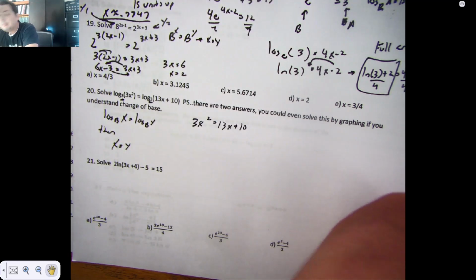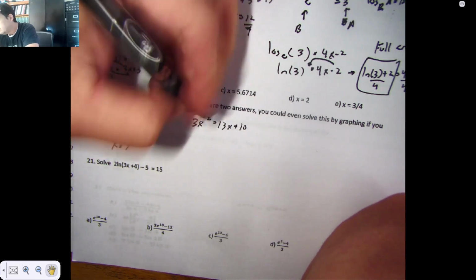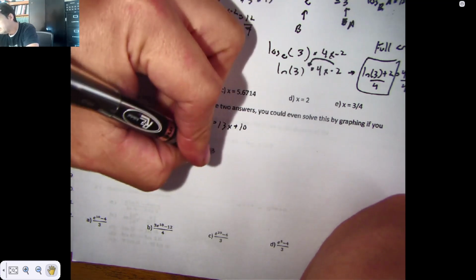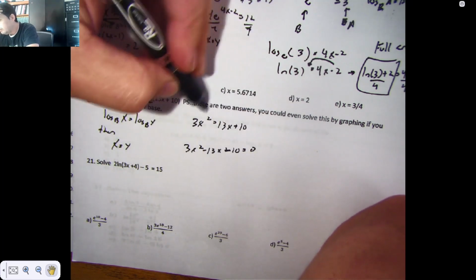Now, I'm going to do this by hand, and then I'm going to go back and do this two ways on the TI-84. So I'm going to shift these things left. 3x squared minus 13x minus 10 is 0, because I moved all this stuff to the left.